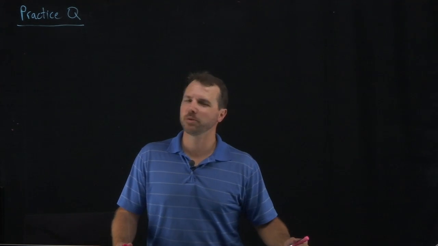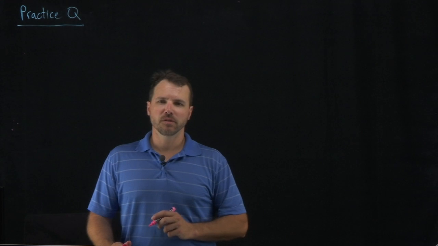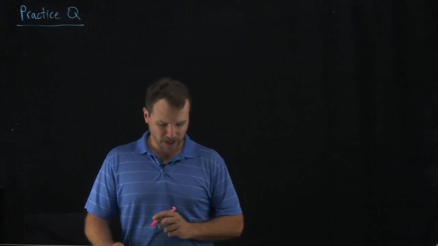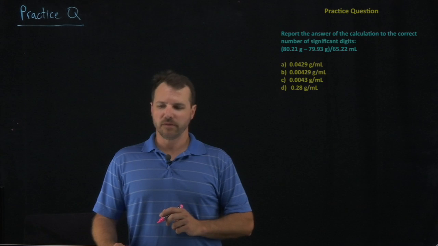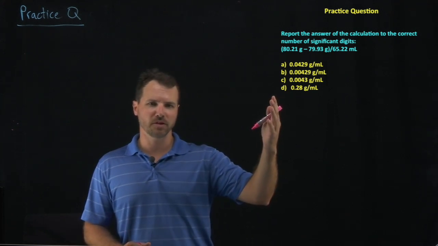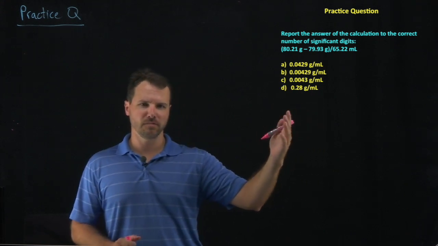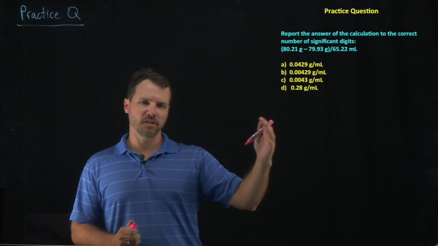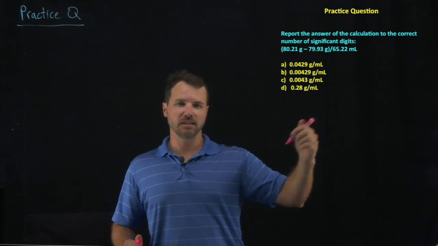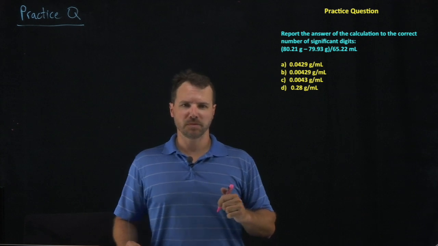Okay, welcome back. Hopefully you were successful. So I'm just going to go over this real quickly, make sure you guys are on the right track. So we have a problem here where you have to subtract two measurements, and then you divide that by a third measurement. And of course, in this example, we're trying to find the density of this sample. So we're getting grams per mil.